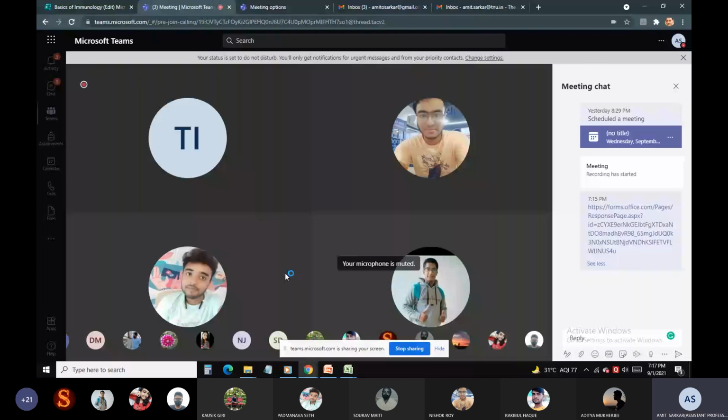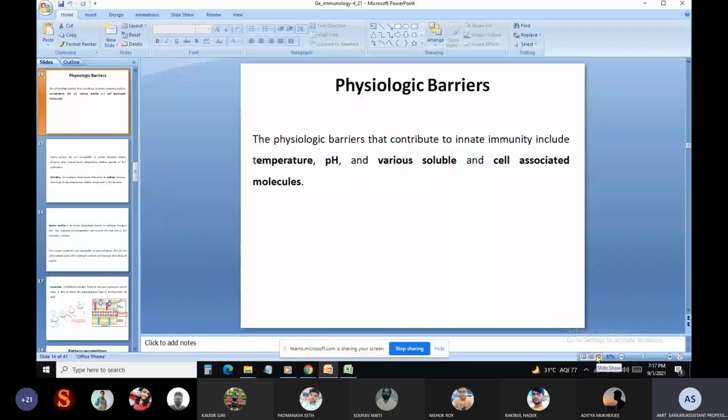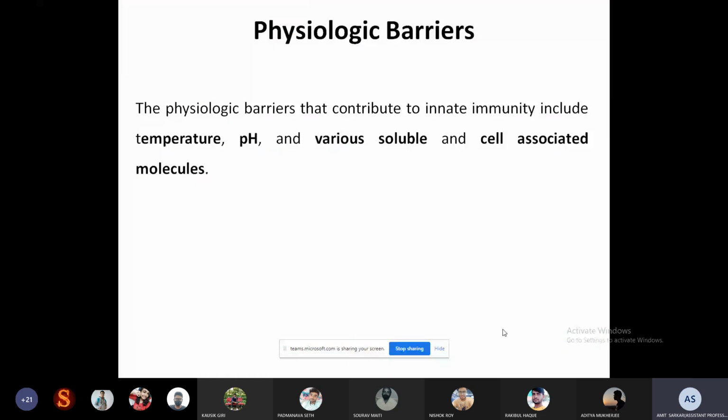Okay, let's talk about the next barrier. So remember we said that there are 4 barriers: anatomic, physiologic, inflammatory, and phagocytic. So just confirm for 1 second that you can hear me and see the slides. Yes, sir. Fine. So next is the physiologic barrier.